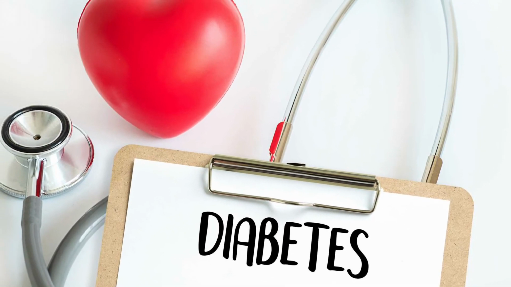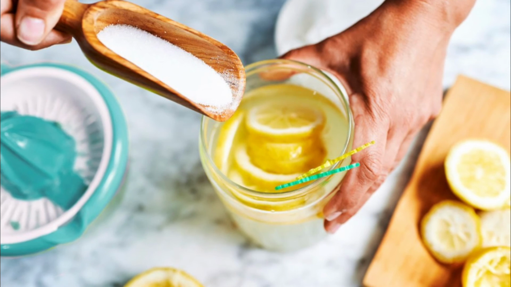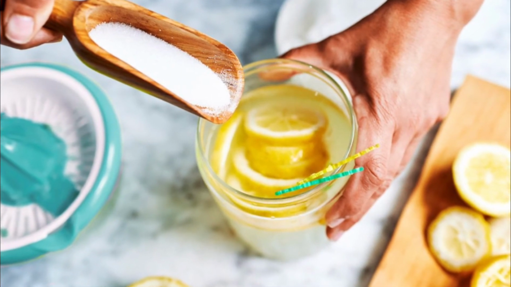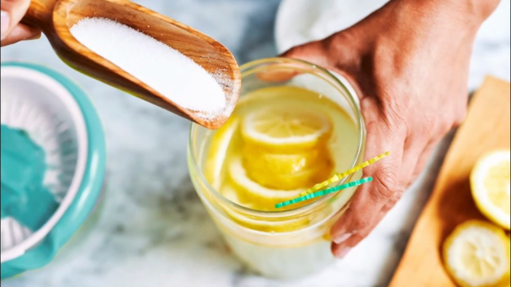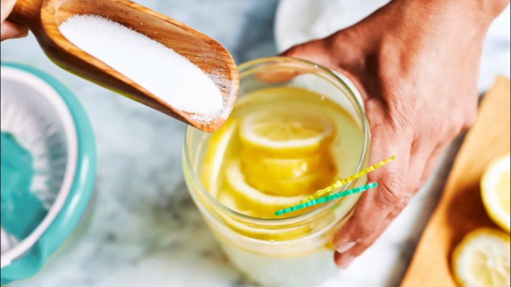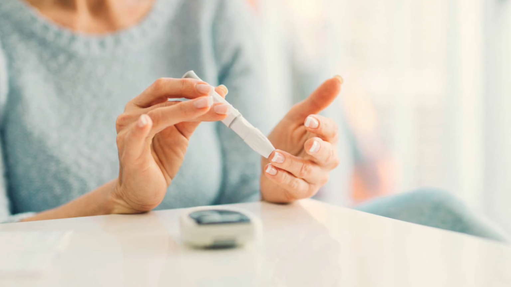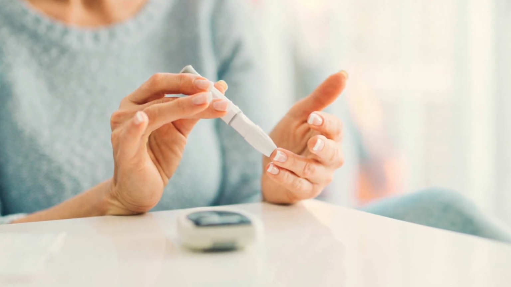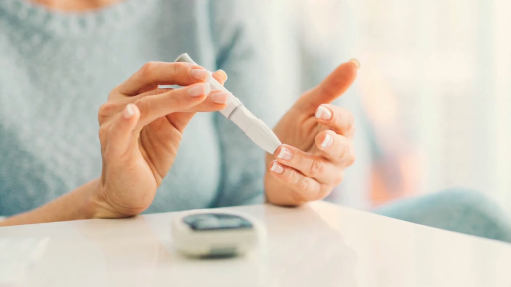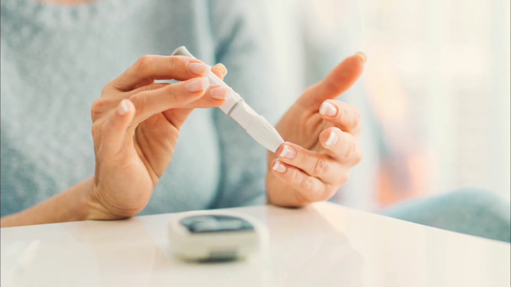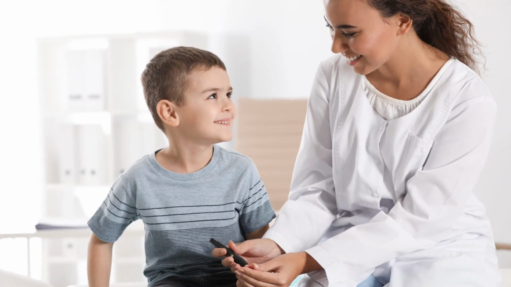Random blood sugar test. Blood sugar values are expressed in milligrams per deciliter or millimoles per liter. Regardless of when you last ate, a blood sample showing that your blood sugar level is 200 mg or higher suggests diabetes, especially if you have signs and symptoms of diabetes, such as frequent urination and extreme thirst.